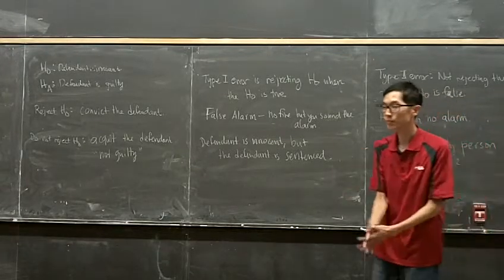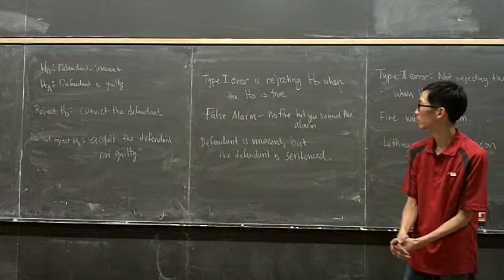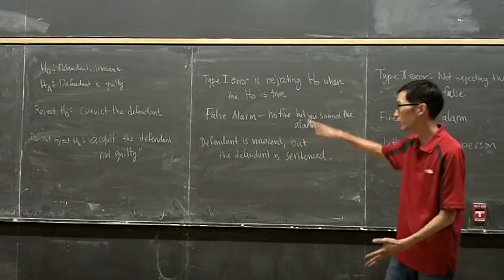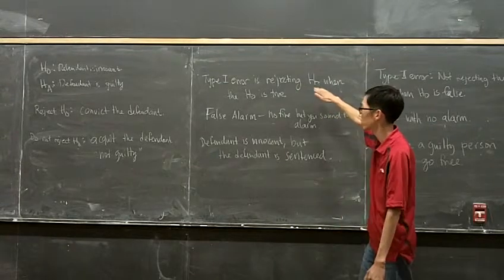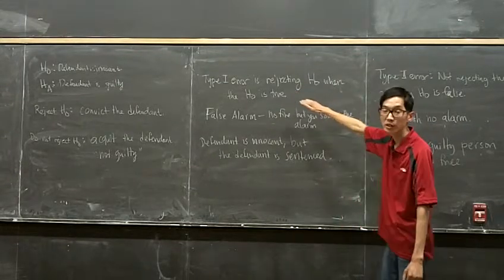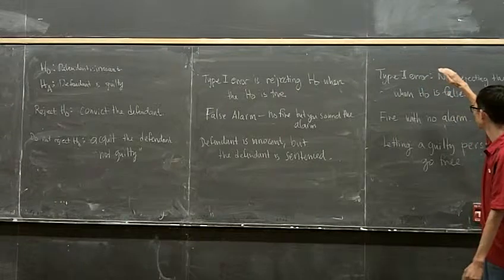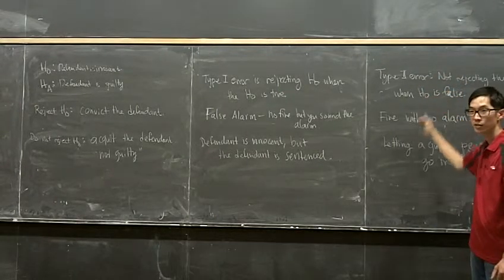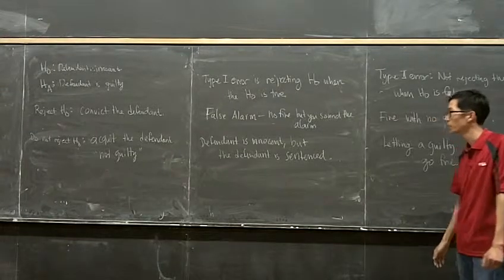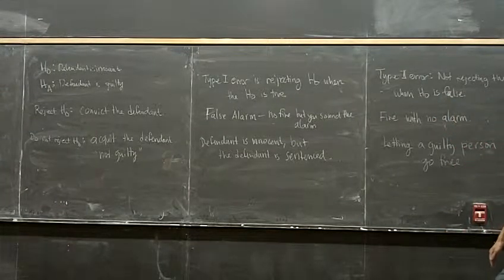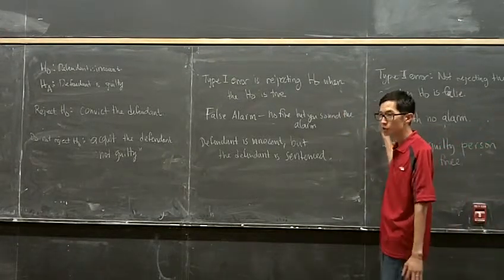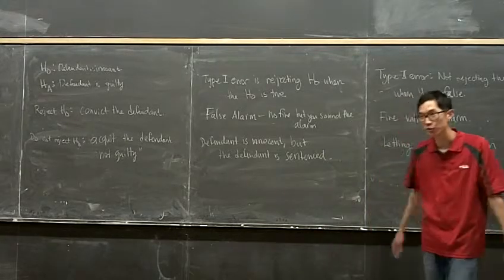So the type 1 error and type 2 error, is that potentially based on the hypothesis? Yes. Type 1 error is always rejecting the null hypothesis when the null hypothesis is true, and a type 2 error is always not rejecting the null when the null is actually false. But on the first one, you said that the fire with no alarm was more severe, and on the second one... So which error is worse depends on the situation.